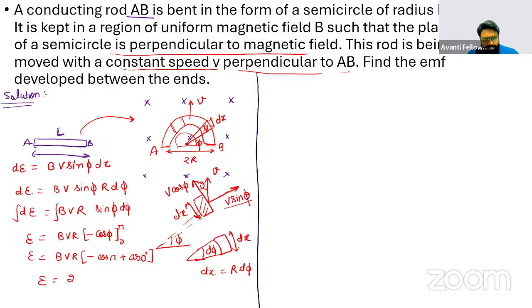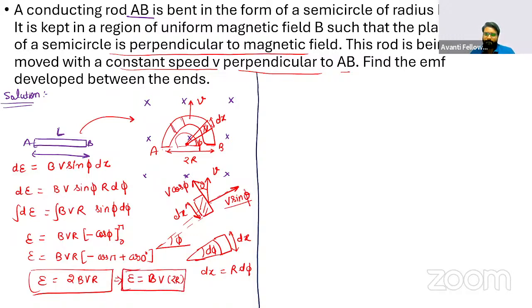So here it will be 2BVR. This is the motional EMF of this particular rod. Okay. Can I just write it like BV into 2R? Yes, obviously I can write it like this. ठीक है? BV into 2R.